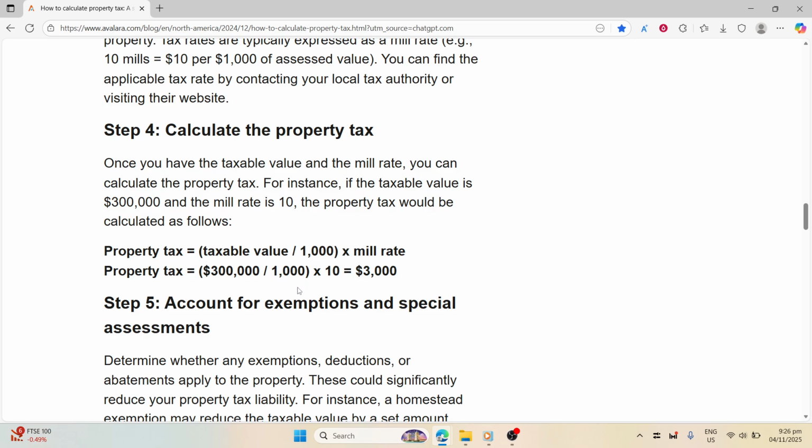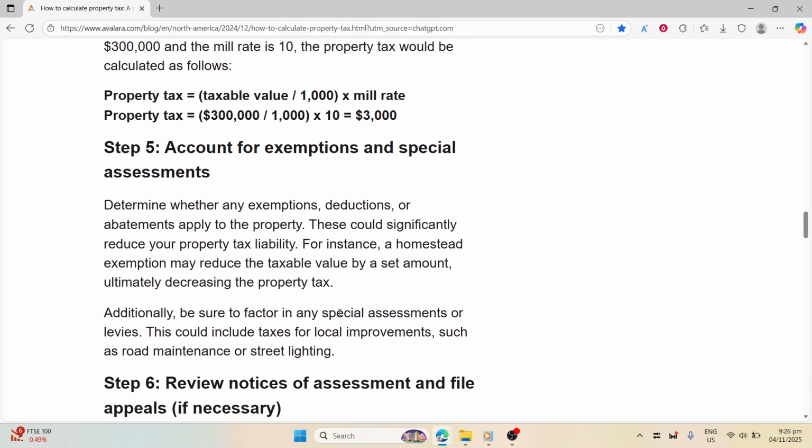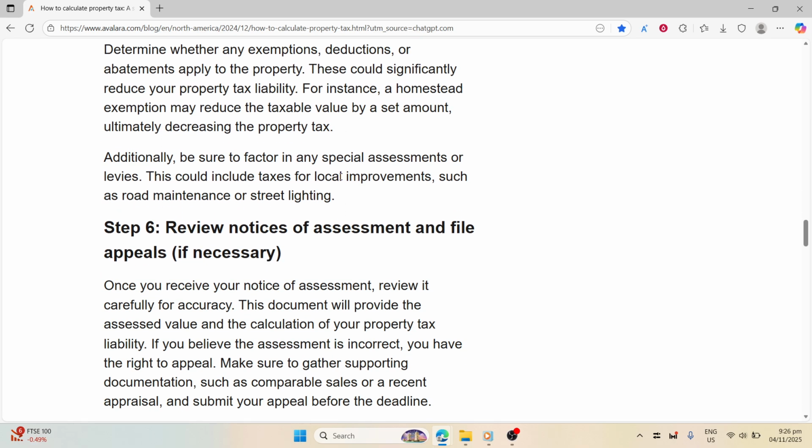After getting this initial tax amount, see if you qualify for any exemptions or special assessments. Possible deductions might include exemptions like a homestead exemption, which can reduce the taxable value, thus lowering your final tax bill. Also, remember to consider special assessments for local improvements, such as road maintenance or street lighting.